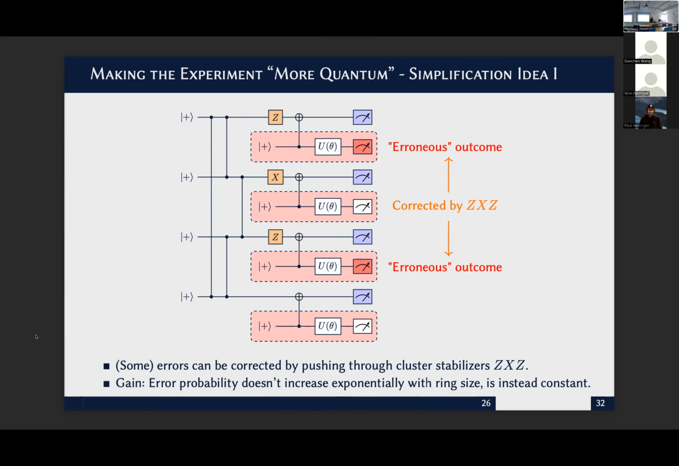And really the gain here is that even if I were to look at rings larger than size 4, the error probability is not going to exponentially increase as I add more ancilla qubits, but it's actually going to be constant due to the fact that all I require is that there's an even number of errors.